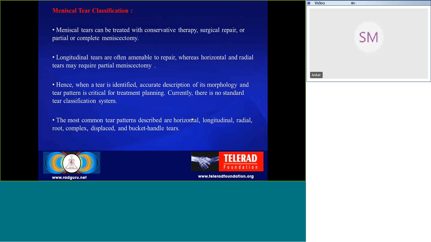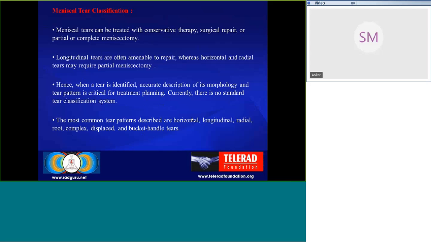These meniscal tears can be treated with conservative therapy, surgical repair, or partial or complete meniscal resection. The longitudinal tears are often amenable to repair, whereas the horizontal and radial tears may require partial meniscectomy. So whenever a tear is identified, accurate description of its morphology is important so as to plan the treatment.